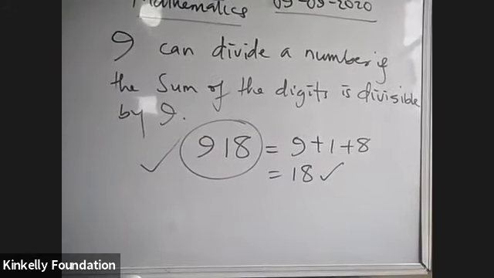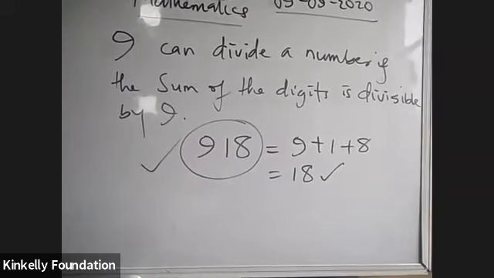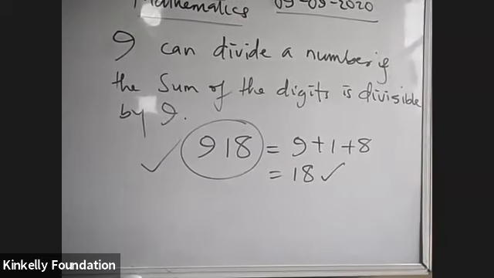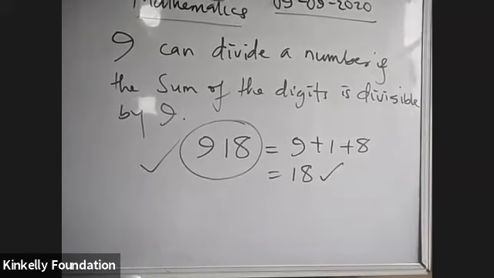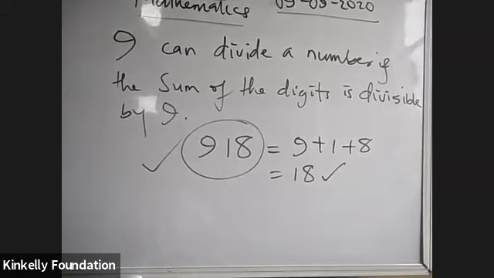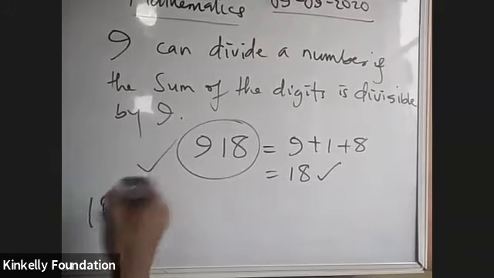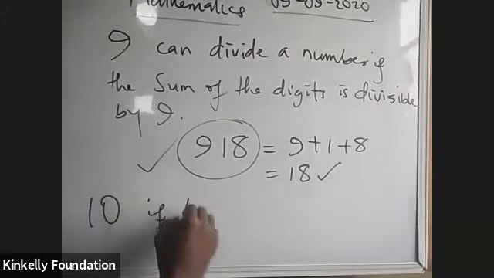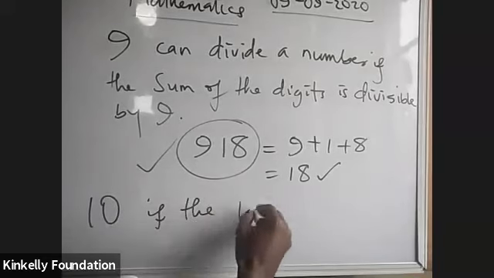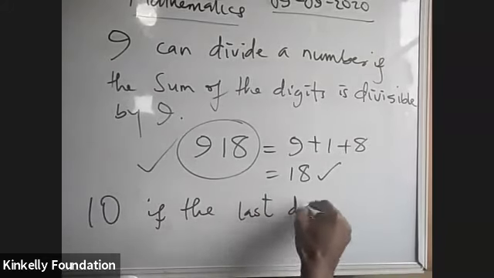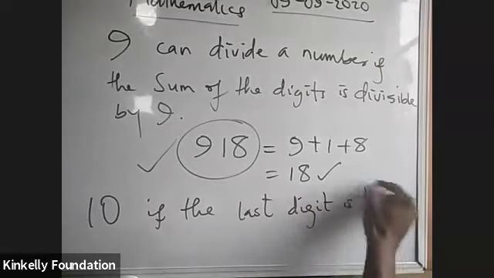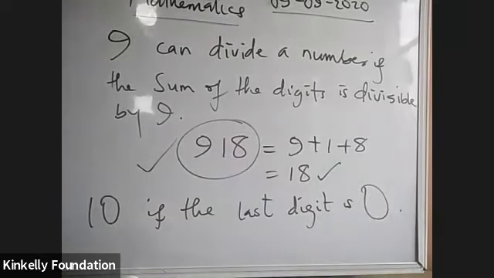It has the same rule with 3. Division by 3 and division by 9 have the same rule. 10 can divide a number if the last digit is 0. So once any number ends with 0, 10 can divide that number. Just a very simple rule for 10.